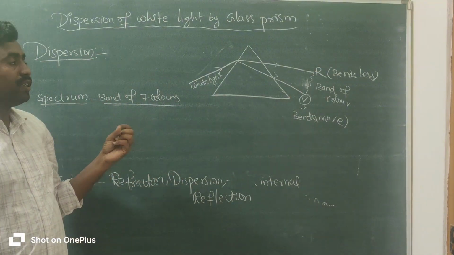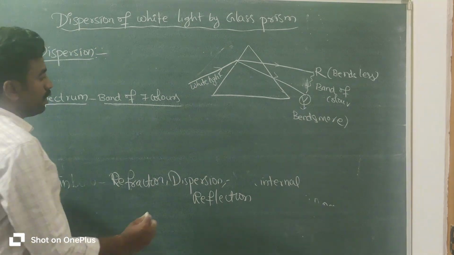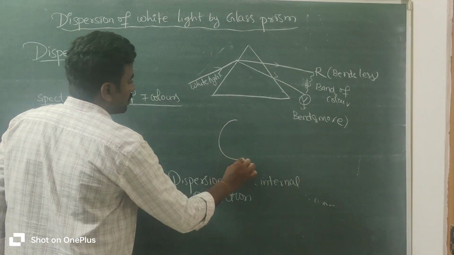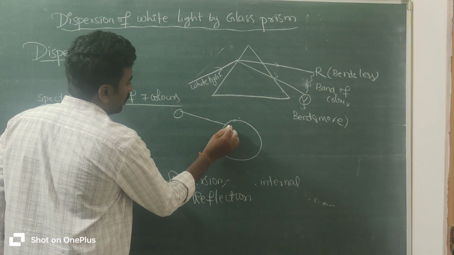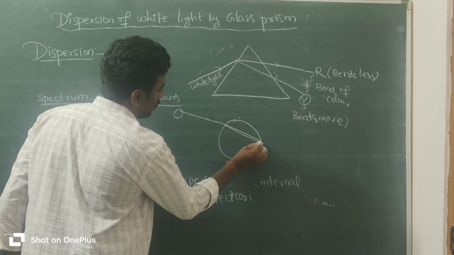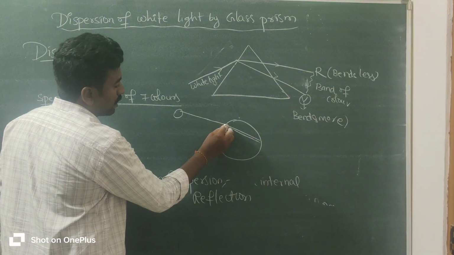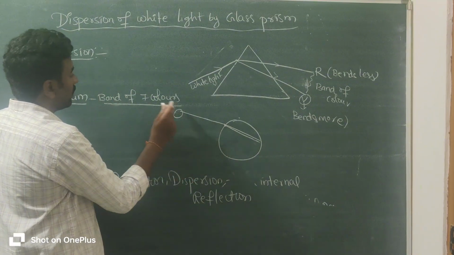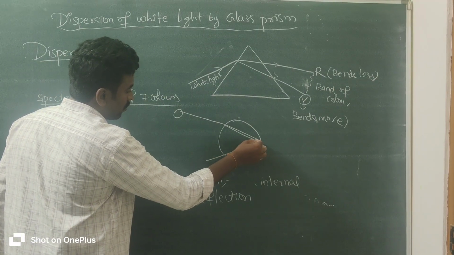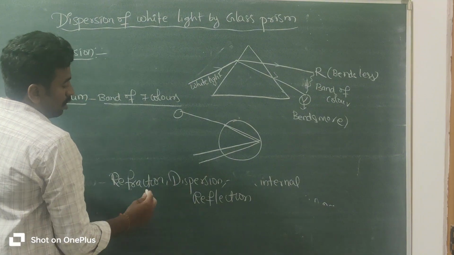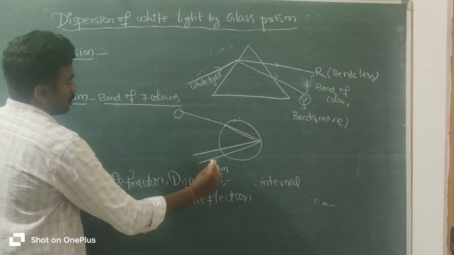And rainbow is also one of the examples of dispersion of light, when a water droplet acts as a prism. Suppose sun rays are coming from here, and white light is splitting. There is a first refraction, then splitting of white light, which is called dispersion, and again coming back and forming 7 colors. This is the formation of rainbow. Formation of rainbow is also an example of dispersion of light.